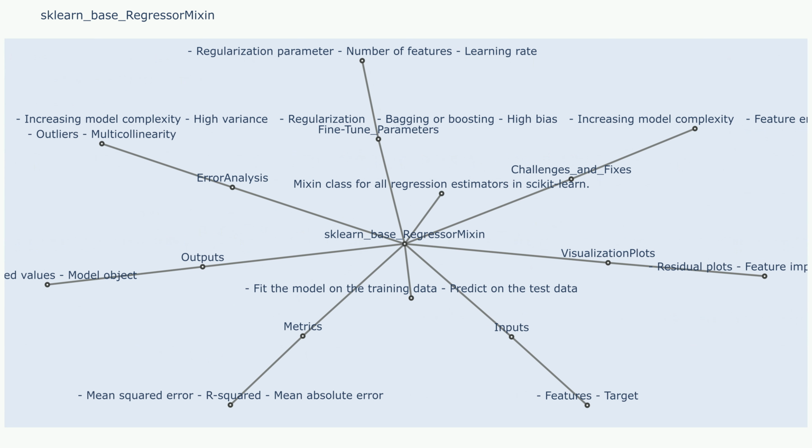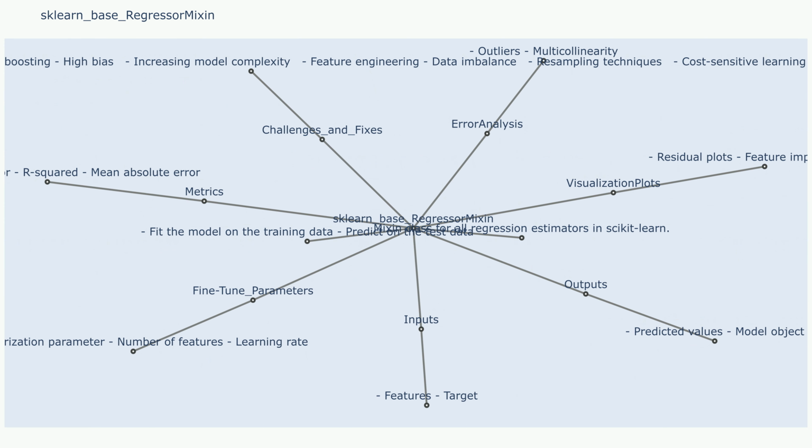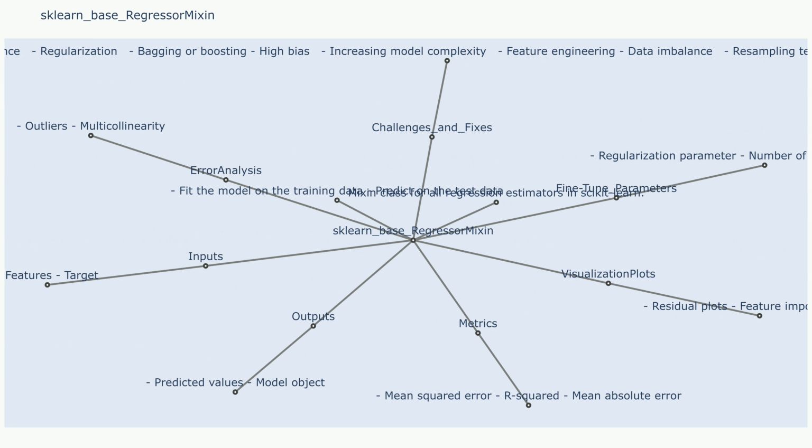Metrics: mean squared error. MSE calculates the average squared difference between actual values and predicted values. Root mean squared error, RMSE, the square root of MSE, provides a measure of error in the same units as the target variable. Mean absolute error computes the average absolute difference between actual and predicted values. R squared represents the proportion of variance in the target variable explained by the model.